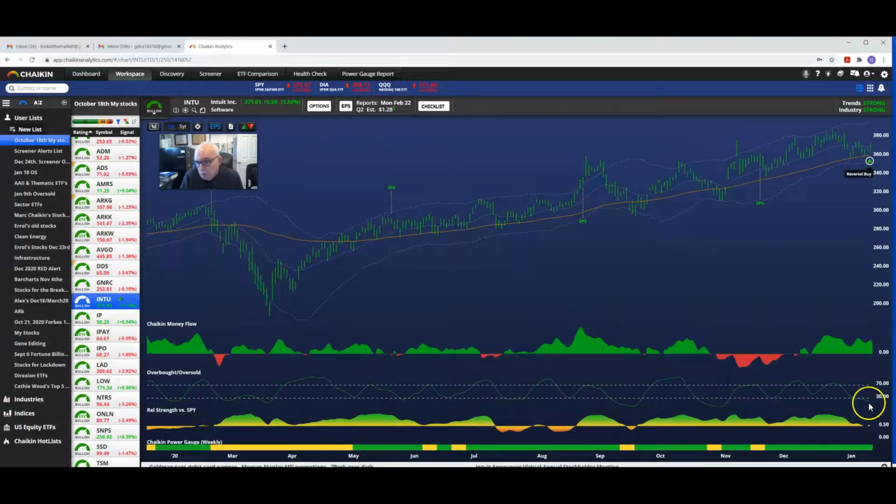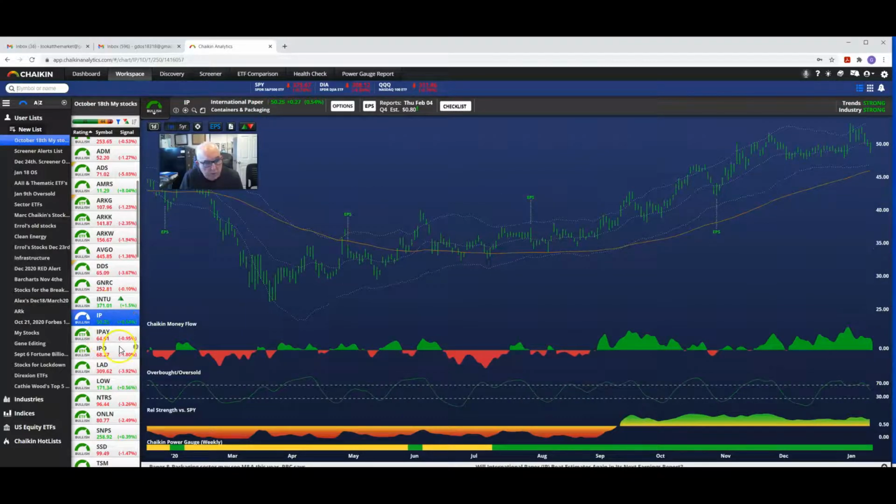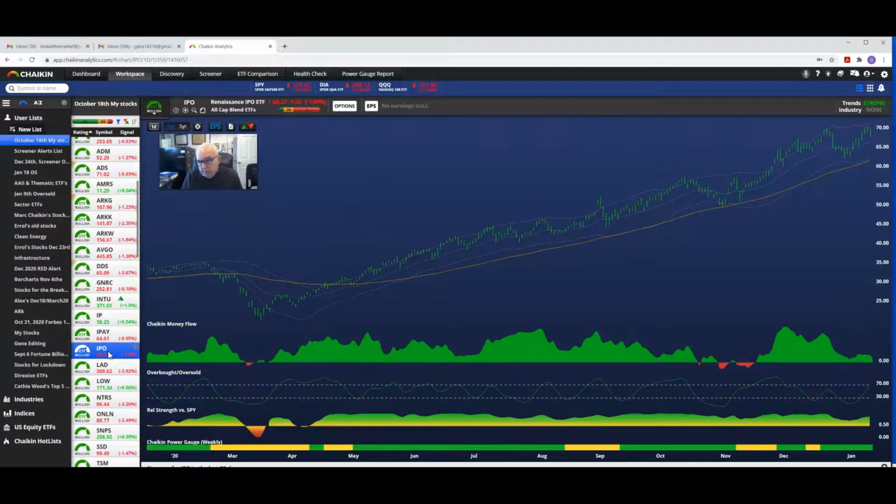Here's one that's oversold. Intuit. It's that software package that is used for taxes, and so that's now oversold, and it's a bullish stock. Here's International Paper. Now that's overbought rather. IP, I think I still own it, but it's becoming overbought. Okay, but it's still something that I want to keep an eye on. I want to hang on to it for a while.